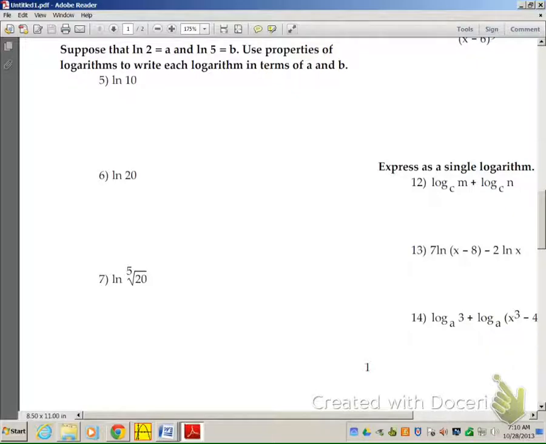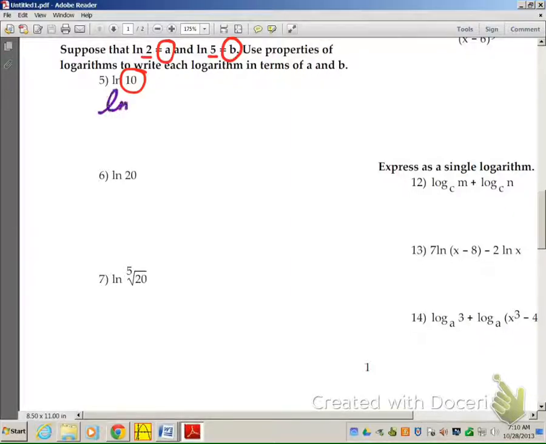So let's take a look at the second section of problems. These are kind of, I call them puzzle problems. We've got the ln of 2 is equal to a, and that's lowercase a, and the ln of 5 is equal to b, and we're supposed to use properties to express these logs in terms of a and b. Okay, well, we have this 10, and we need to express the 10 in terms of 2 and 5, so these are helpful problems to just help us practice the properties of logarithms.